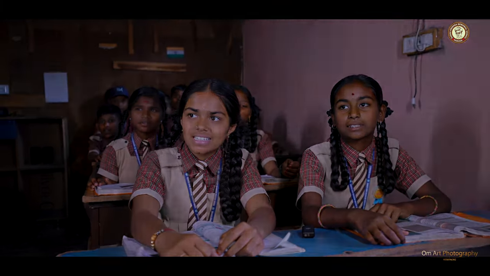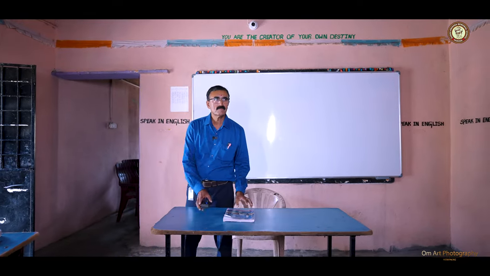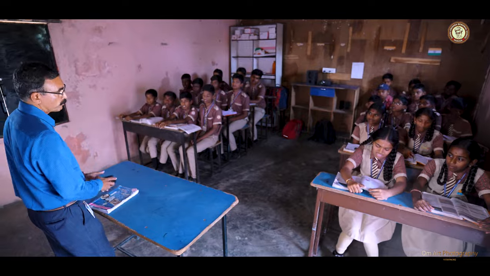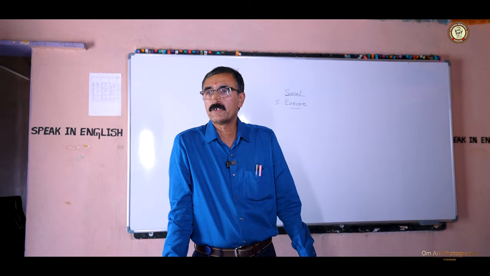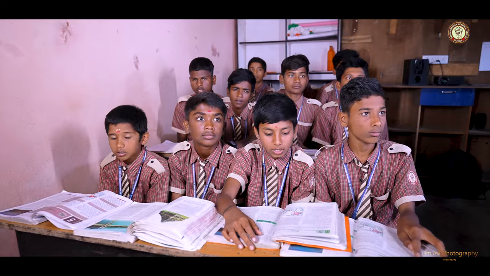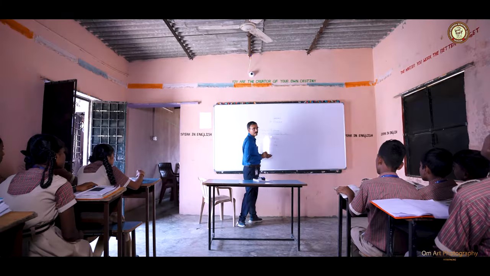Okay, sir. We are going to start a new lesson. That is lesson number 5, Europe. Now tell me, how many countries are there in Europe? 54. For the southern side of Europe, it is the African continent, right? 54 countries are there in Africa.